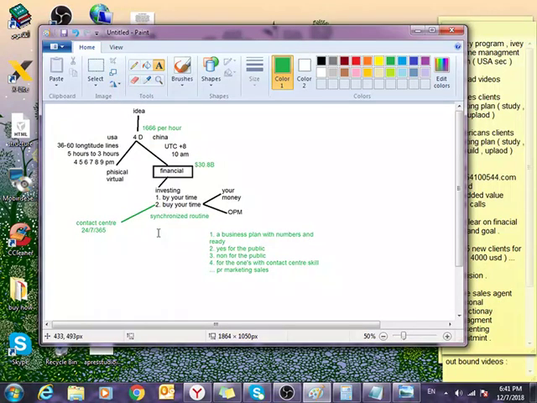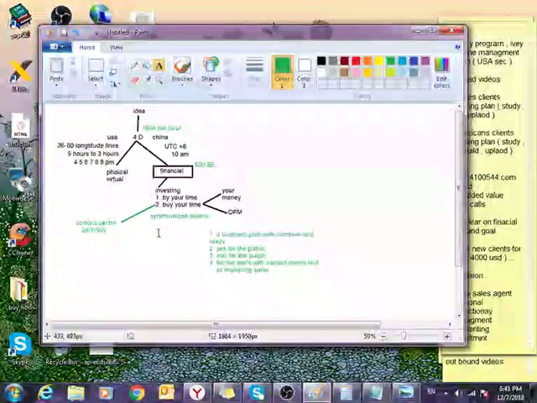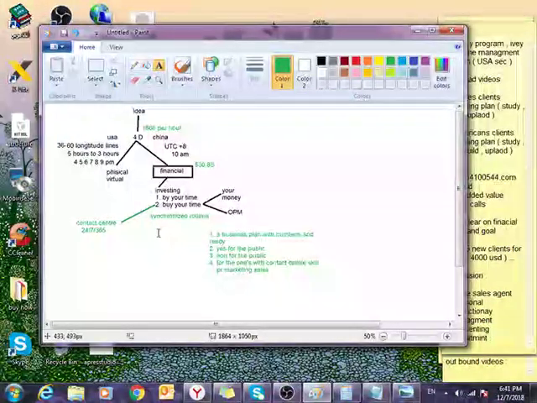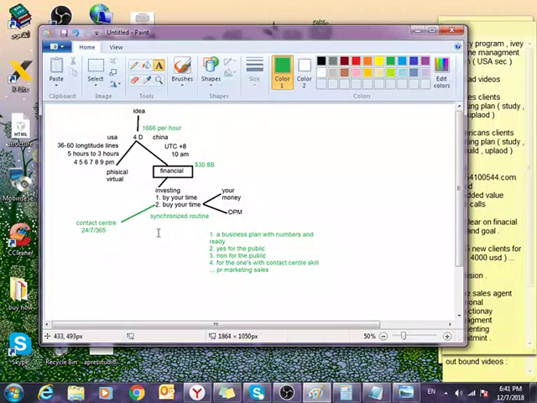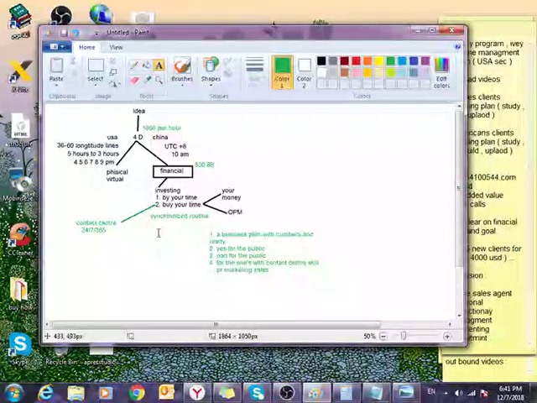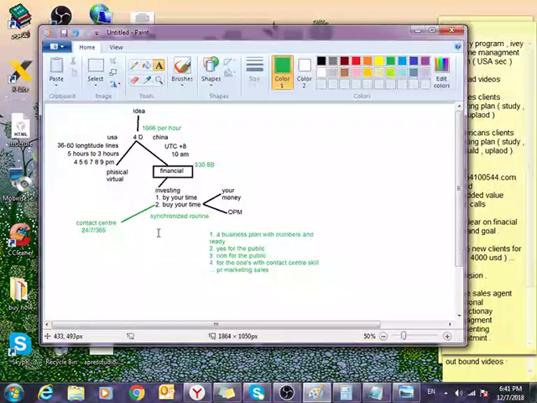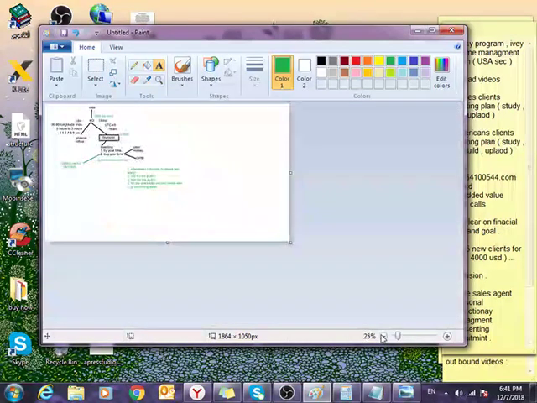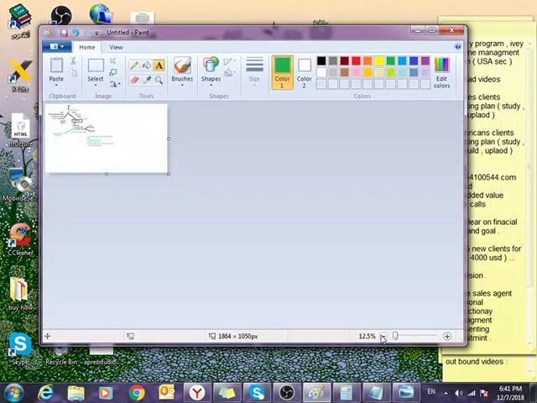There's something missing. There's a system missing. I didn't zoom out enough. Why is it missing? I have no idea.